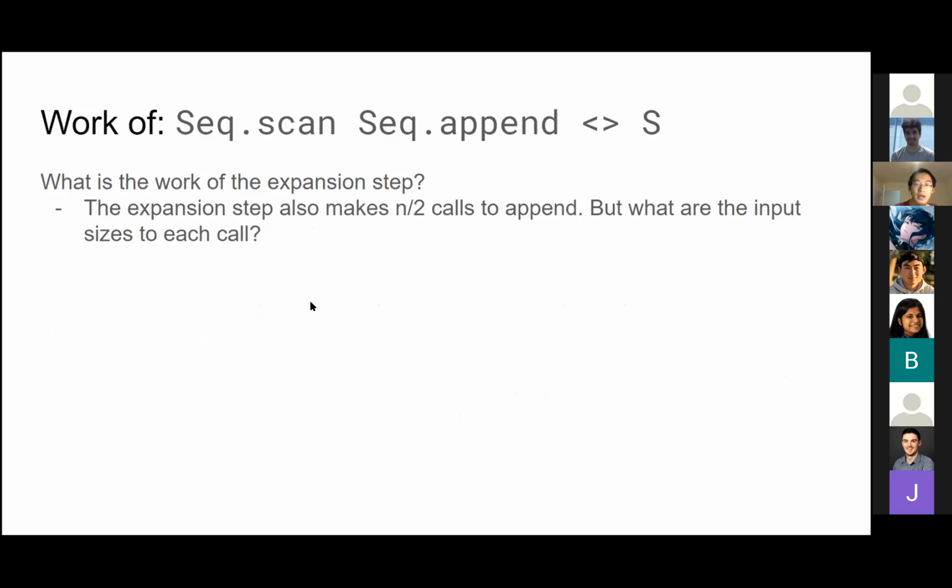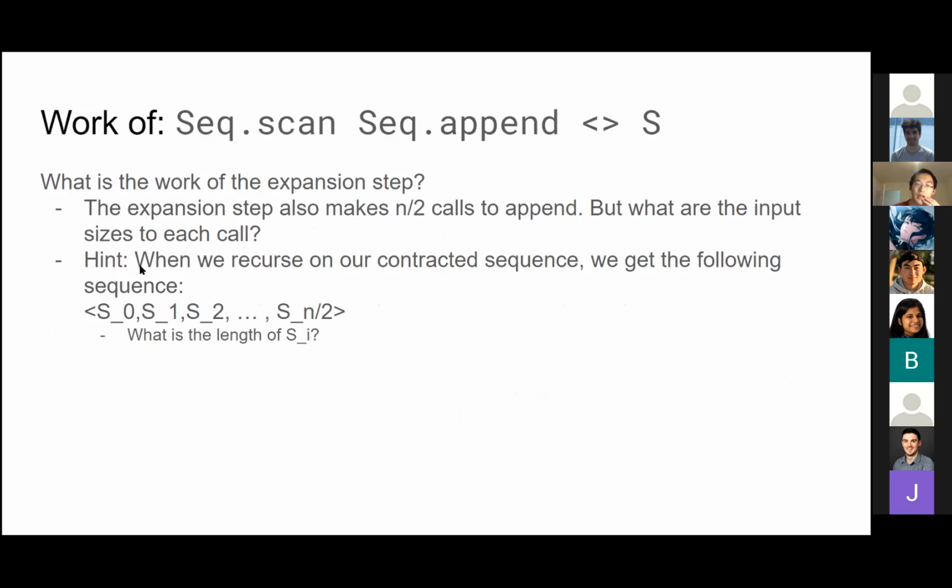Okay, and then let's look at the work of the expansion step. The expansion step also makes n/2 calls to append, but now the input sizes to append are different for each of these calls. What are the input sizes to each call? As a hint, in the expansion step, we first recurse on our contracted sequence, and then we expand by calling our function, in this case append, on each element of the result we got from recursing with one of the elements in our original sequence S. So we'll be calling append with S0 and something, S1 and something, and S2 and something. These are the n/2 calls to append we're making. So what is the length of each S sub i in this intermediate scanned sequence?